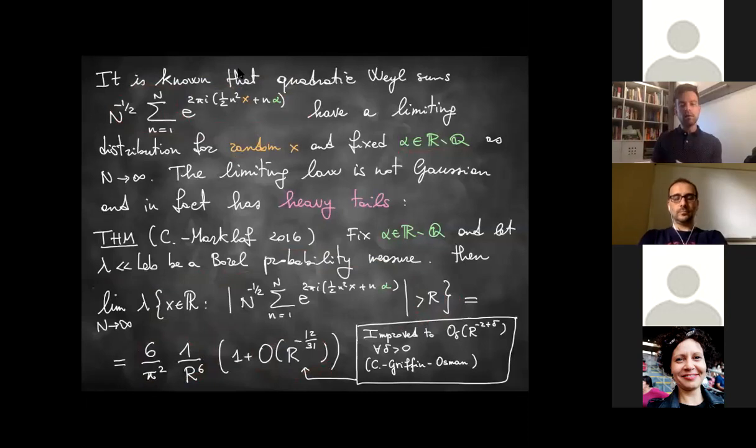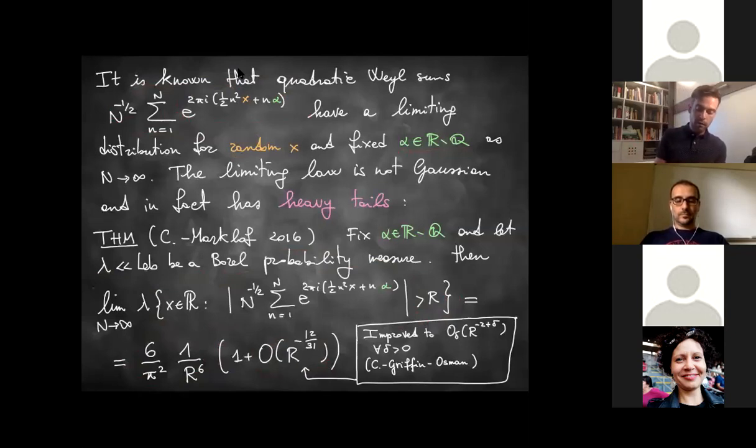So this tells me that these exponential sums do not behave like a usual central limit theorem, although the scaling is the correct scaling, the square root of n scaling. And the surprising fact here is that this limiting tail behavior is somewhat universal because it's the same constant and the same power no matter what alpha irrational you choose and no matter what lambda you choose. So somehow, regardless of how you choose to randomize your x and what alpha is, as long as it is irrational, then you get the same tail behavior. So there is some kind of universality, which is somehow surprising when you don't see a central limit theorem.